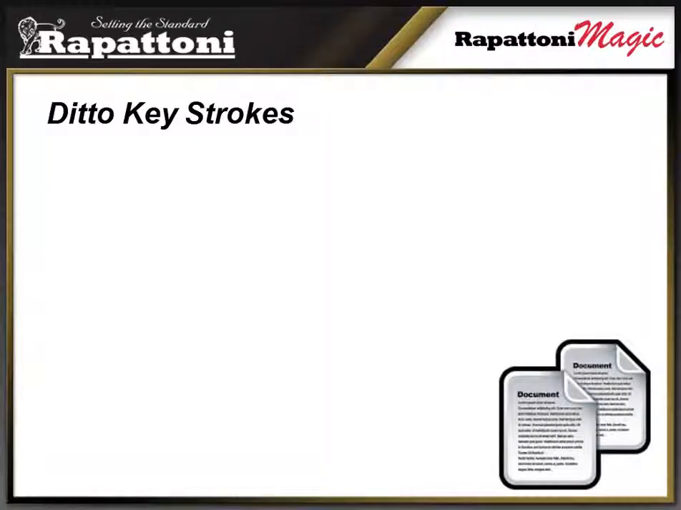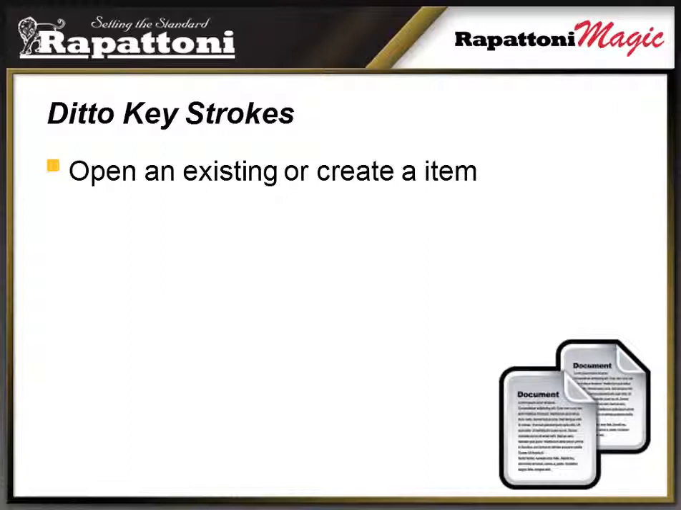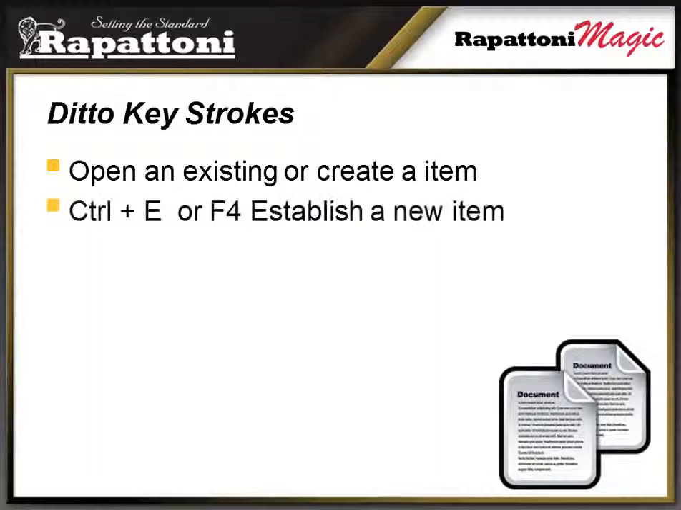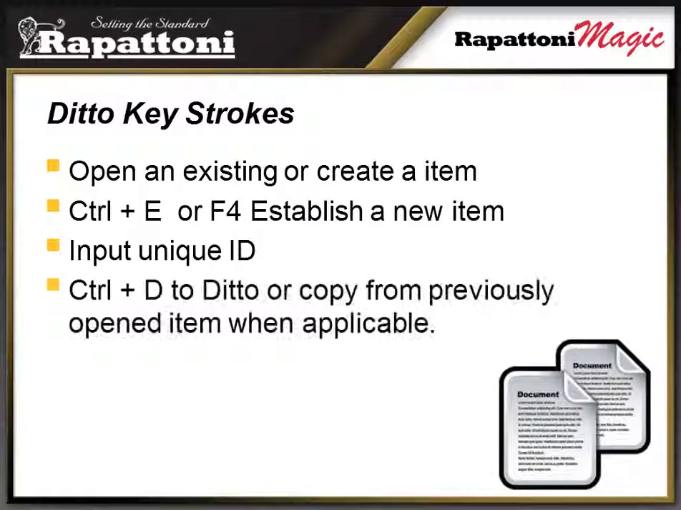So let's talk about that ditto keystroke. First, you're going to open an existing item, or maybe something you just created. From there, you're going to do Control E or F4 to establish a new item. You want to make sure you put in your unique ID, whether that's the member or, in this case, the charge code ID. And then from there you can Control D to ditto, or copy from the previously opened item when it's applicable. Make any changes you need to make to keep it relevant for that new charge code. And as you can see, it's really efficient.